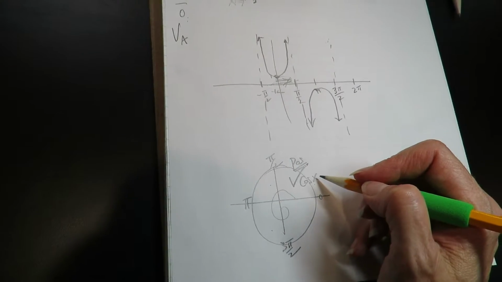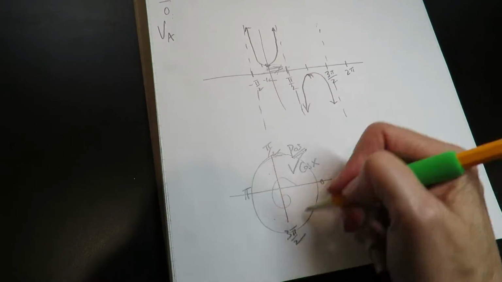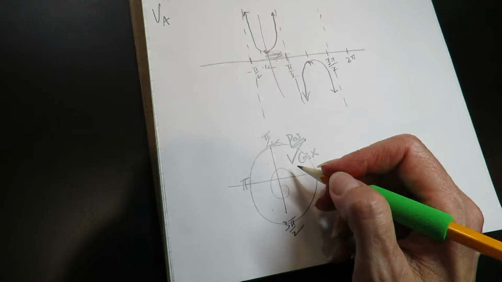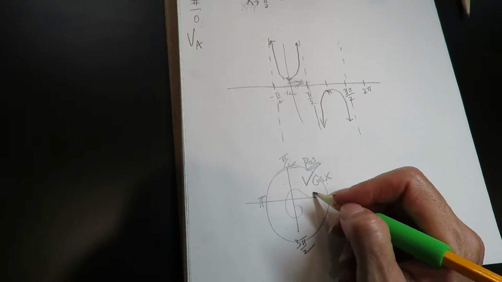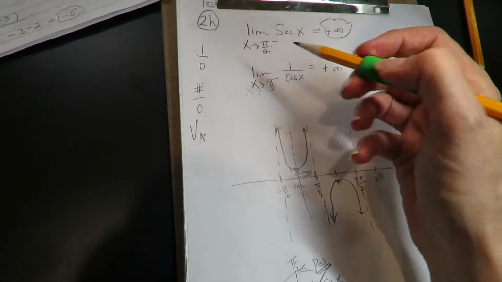So the other way you could have thought about it: if I'm a little less than pi over 2, on a rotational axis in quadrant 1, then I have to be positive. Okay, so that was the other way you could have figured it out.